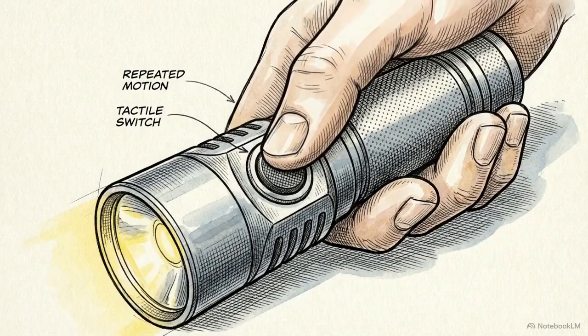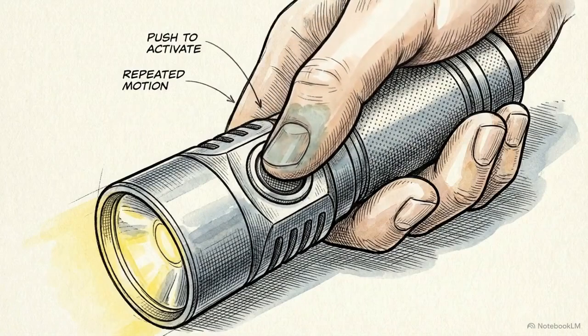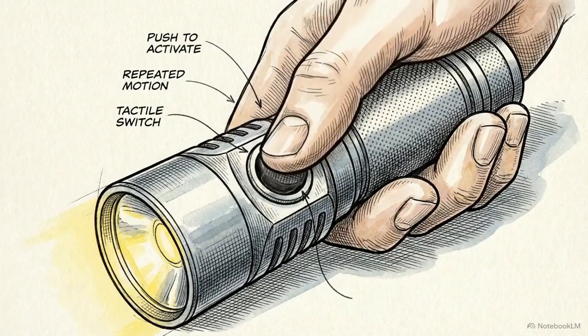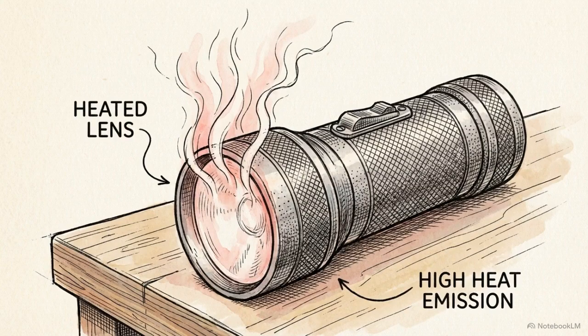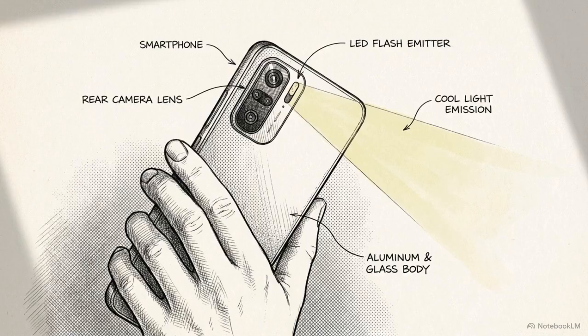We have all been there. You reach for a flashlight in the dark, click the switch, and nothing happens. Older, traditional flashlights often generated enough heat to make the front glass hot to the touch. By contrast, the flashlight built into a modern smartphone remains completely cool, even after minutes of use.